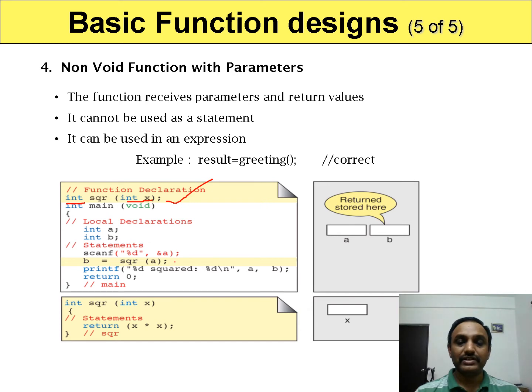So observe in the main function, we are reading a value and after that we are sending a to the square function. Once you send that, the value is assigned to x. Here we are calculating x square and returning that value, so that's why we are taking int as the return type. Once you return that value, it comes to the calling function place and is assigned to b, and we are displaying that particular result value. So like that you can develop a function with this basic design.